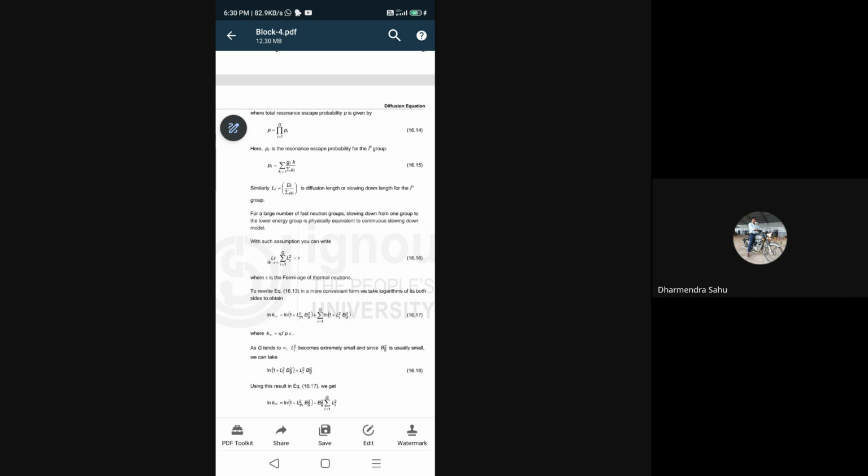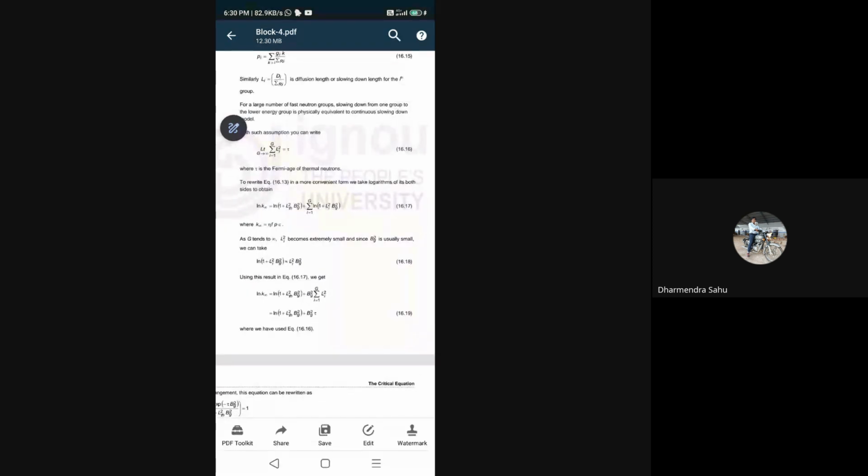So by using this result, you can get ln k infinite is equal to ln of 1 plus L thermal square Bg square plus Bg square times the summation i equals 1 to G of Li square, which is equal to ln of 1 plus L thermal square Bg square plus Bg square tau. So you can have k infinite exponential minus tau Bg square by 1 plus L thermal square Bg square is equal to 1.